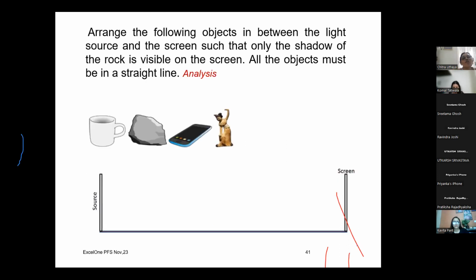Okay, here you have to arrange these objects in such a way that only the shadow of the rock is visible on the screen. And all objects must be in a straight line. So there are 4 objects given. How will you arrange it such that only the object of the rock is shown on the screen? So it becomes an analysis question.